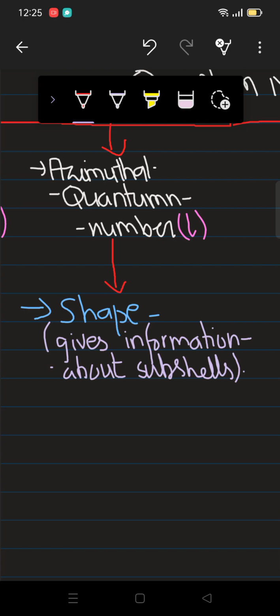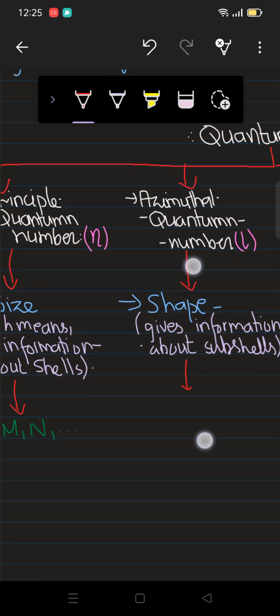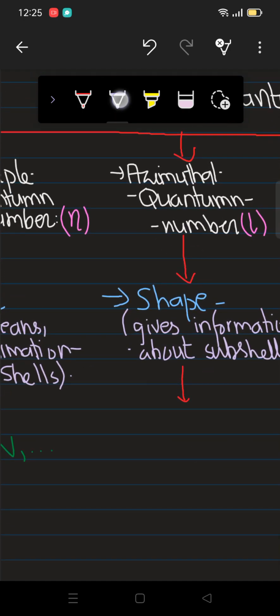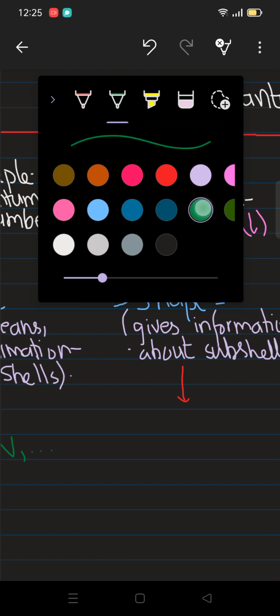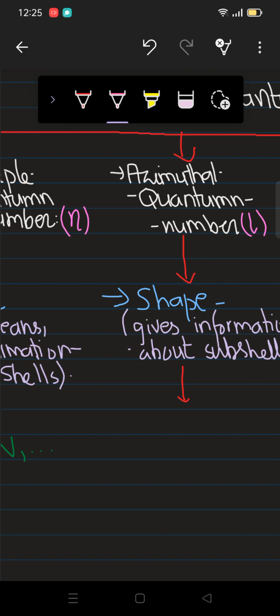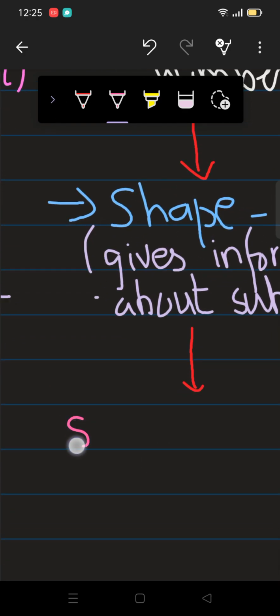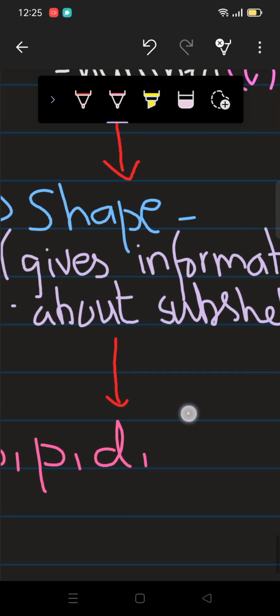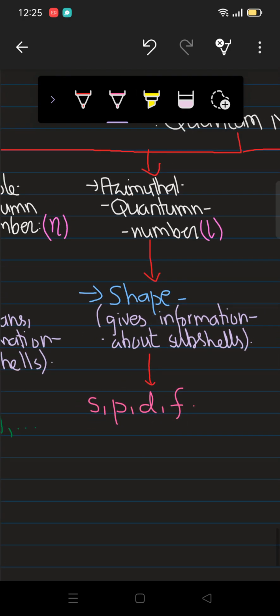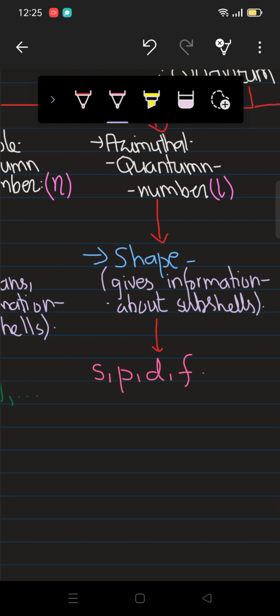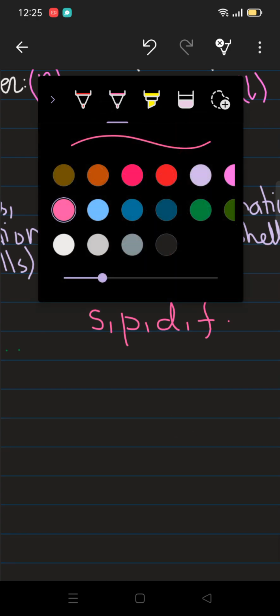Which means SPDF. We know that we have SPDF. They are the subshells. And for shape, we basically have spherical, dumbbell, double dumbbell, and 4 folds or 8 folds.